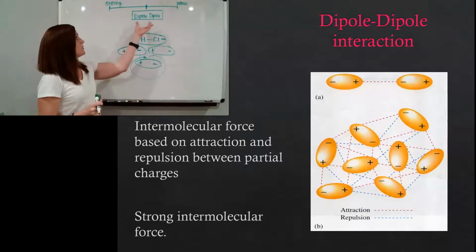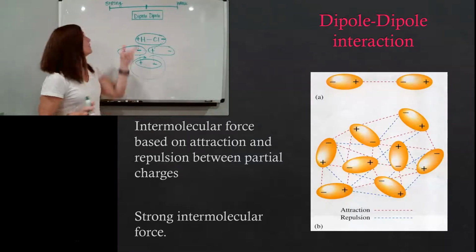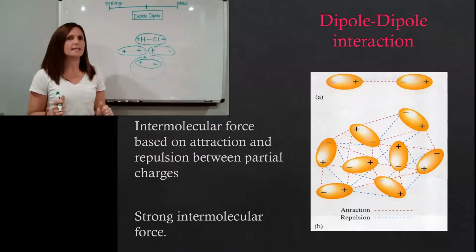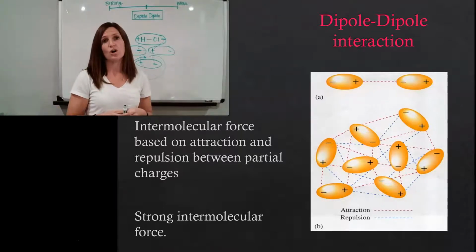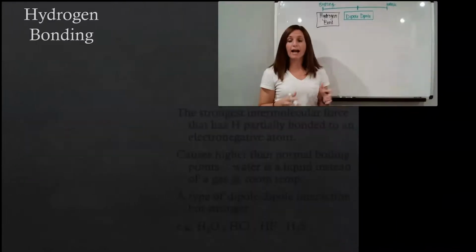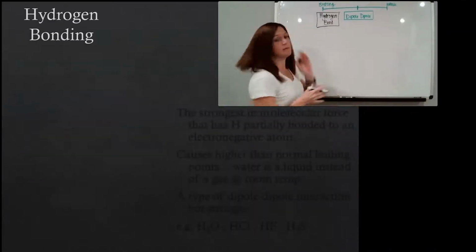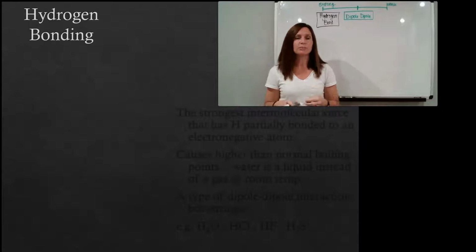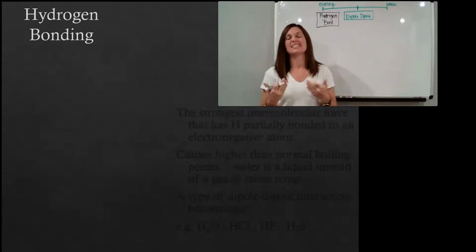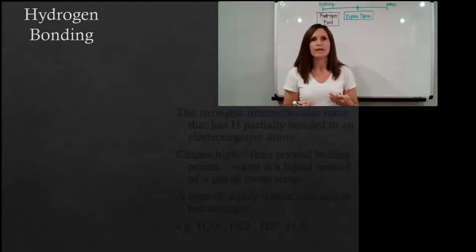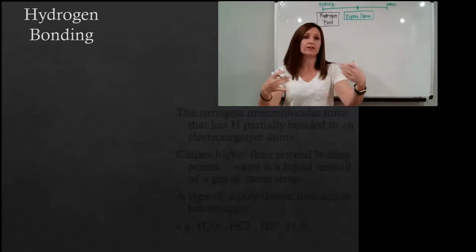So what we're going to do now is look at what it looks like if we make a really, really strong dipole-dipole interaction. How can we make the dipole interaction even stronger? We're going to look at a very special case of that, which is called a hydrogen bond. So a hydrogen bond is what we're going to be talking about right now. Hydrogen bonding is like a dipole-dipole turned way up. It's a special case of a dipole-dipole interaction that gets very, very strong.